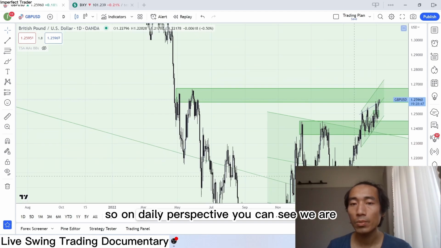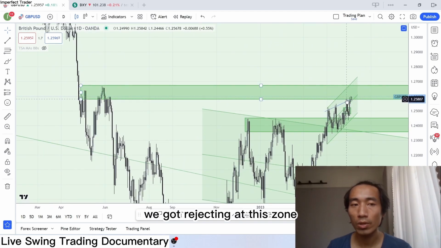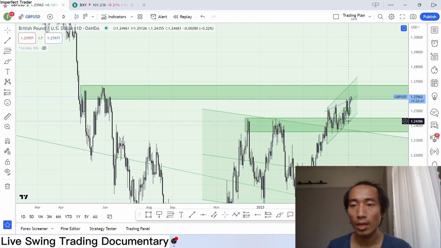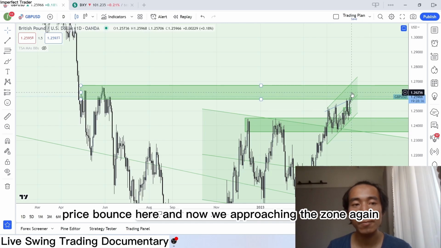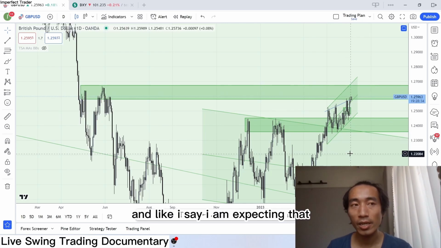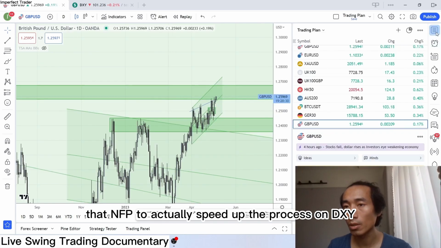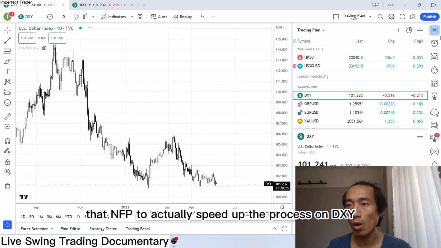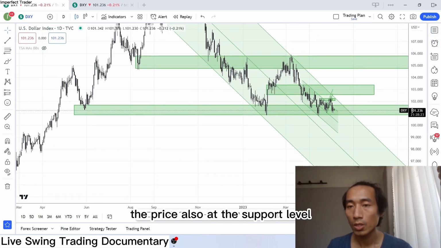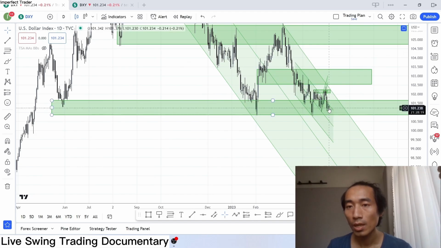So on daily perspective, you can see we got rejected at this zone, price bounced here, and now we are approaching the zone again. And like I say, I am expecting non-farm payroll to actually speed up the process on the XY. Surprisingly, also at the support level.